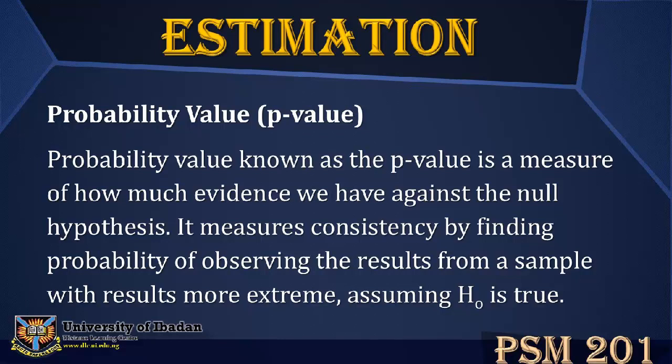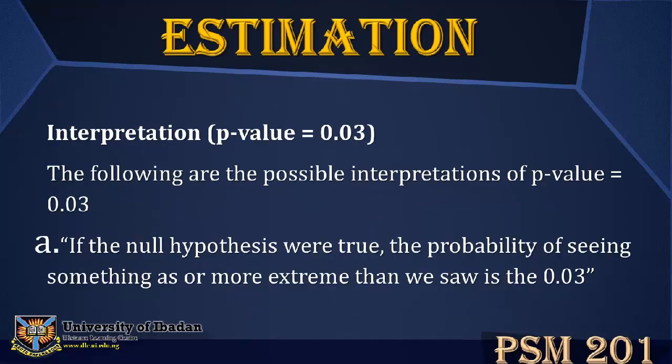0.05, the result is said to be statistically significant. Interpretation: p-value is equal to 0.03. The following are the possible interpretations of p-value equal to 0.03.